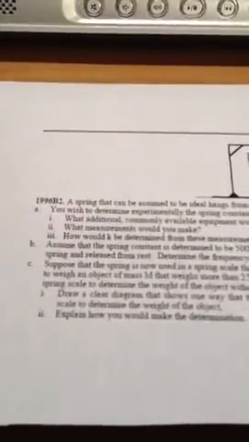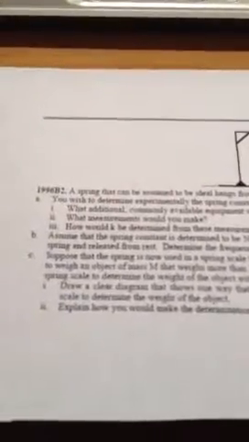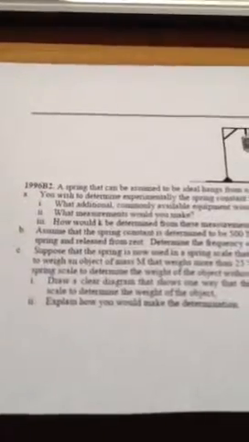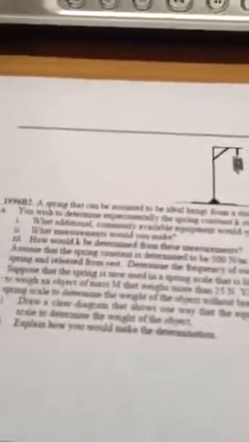The first part asks, what additional commonly available equipment would you need? Second part, what measurements would you make? And the third part, how would k be determined from these measurements? If you go to the AP sheet with all the equations on it, a few equations pop into mind, and we are looking for one with the spring constant.